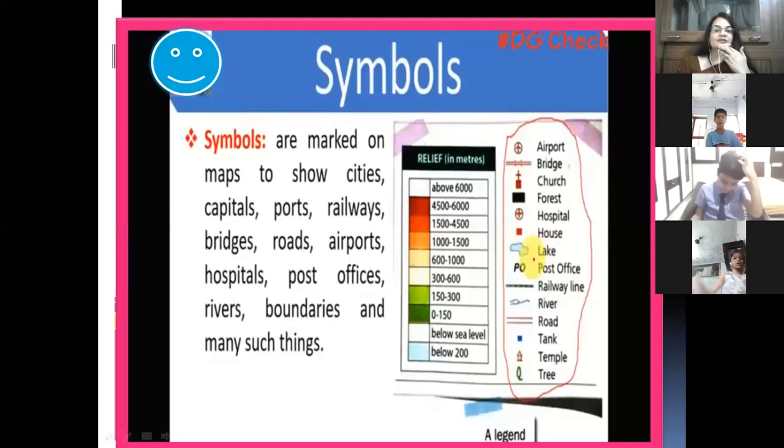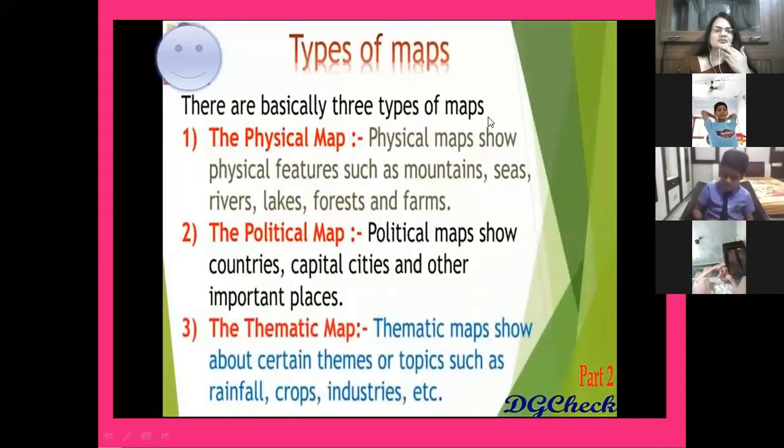Symbols. Symbols are marked on a map to show cities, capitals, ports, railways, bridges, roads, airports, hospitals, post offices, rivers, river banks, and these same things. Symbols are also called legends. There are different types of maps also. They are basically three types: physical map, political map, thematic map.